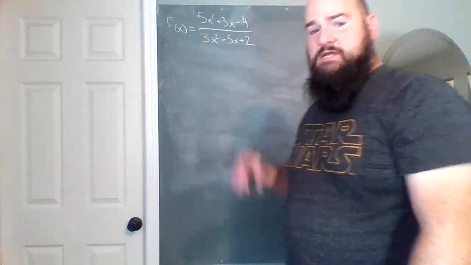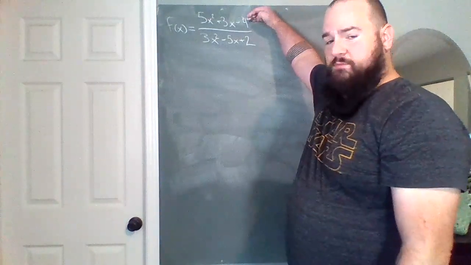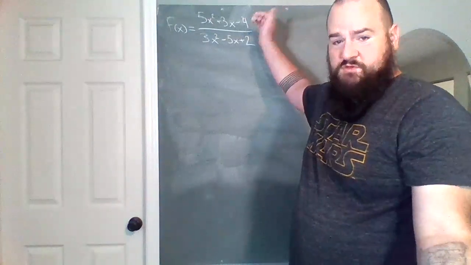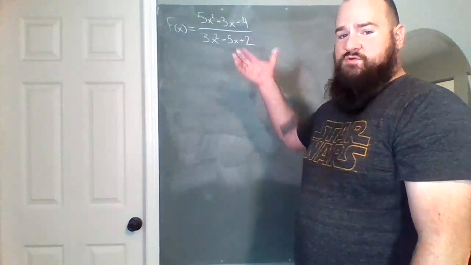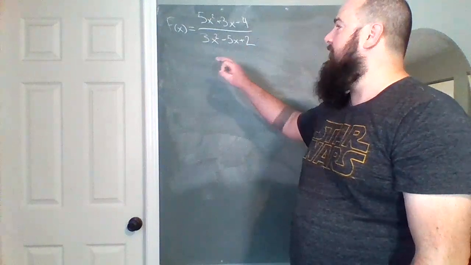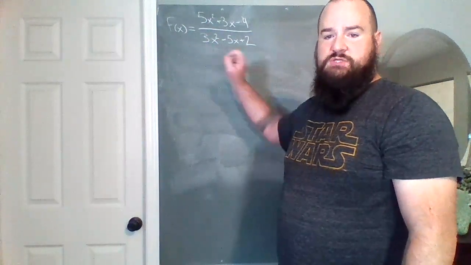This is a rational function. We have a polynomial here and a polynomial here. As a matter of fact, they're quadratics, they're really easy. Okay? When we are considering the end behavior, we're trying to find that end behavior, we just look at our ratio of leading terms.